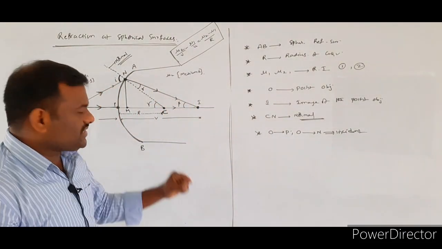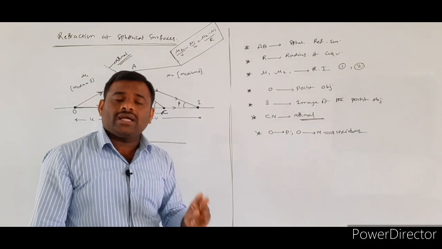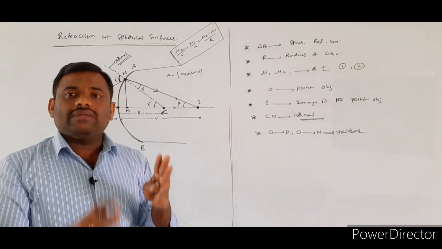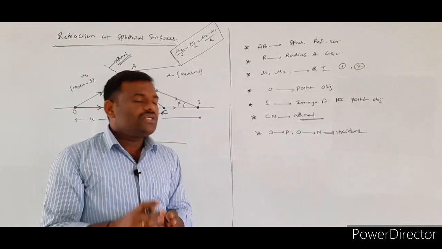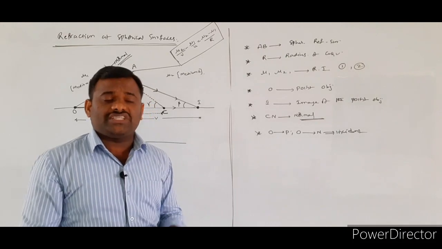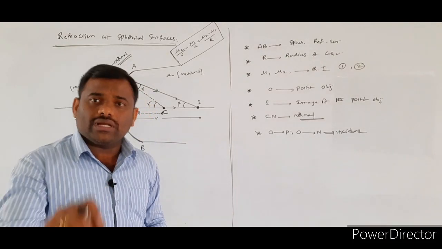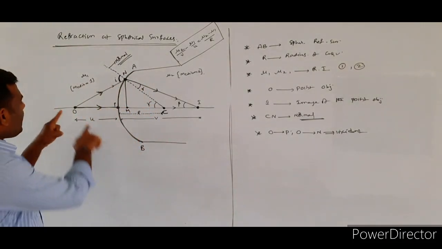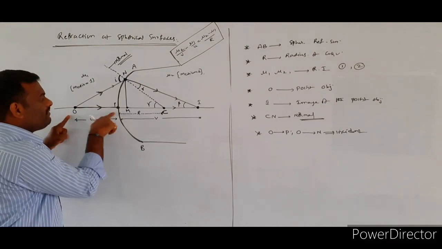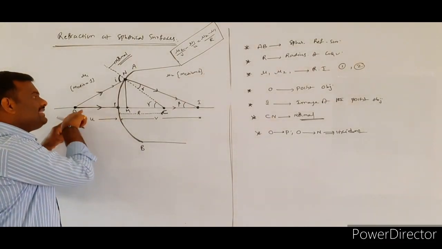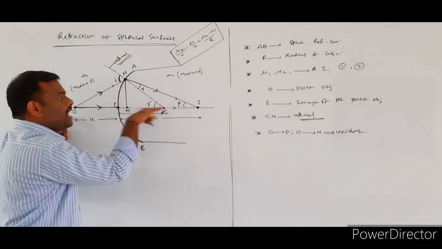Next, whenever a light ray is incident on the spherical refracting surface, it undergoes refraction. Whenever light undergoes refraction, it travels along a particular path. See, for the incident light ray O2P, this light ray will be incident along the normal.